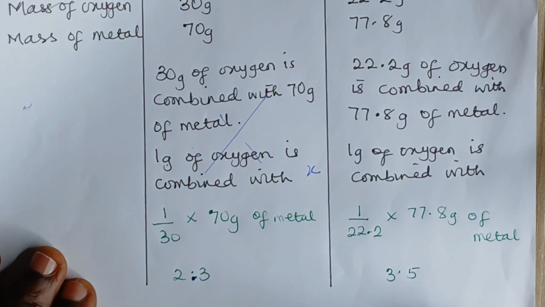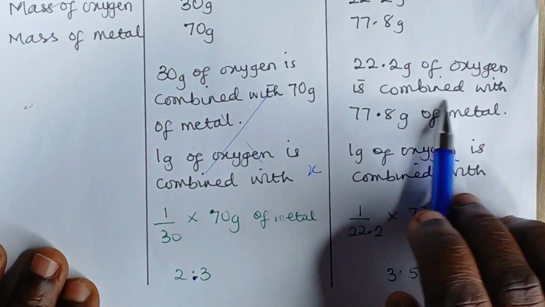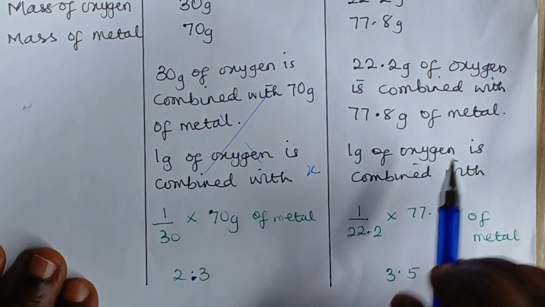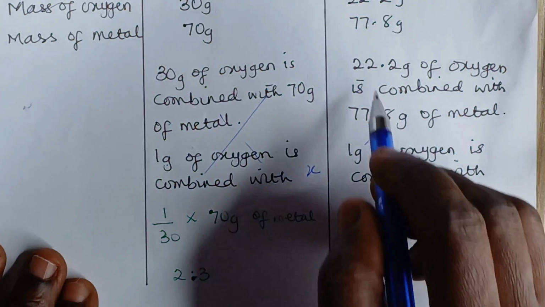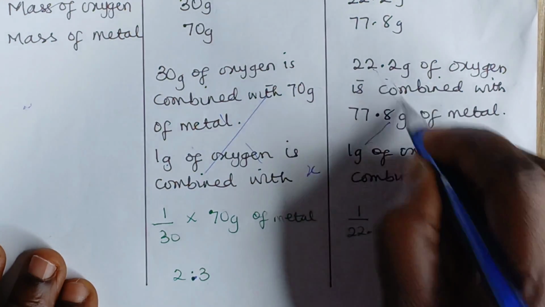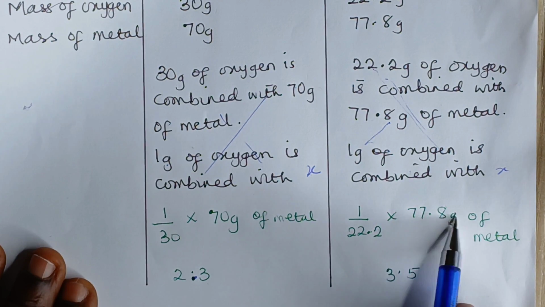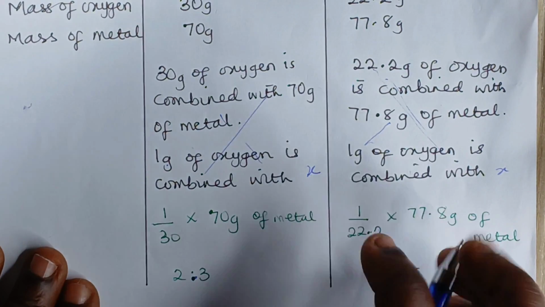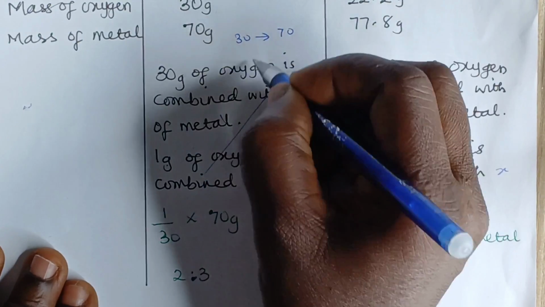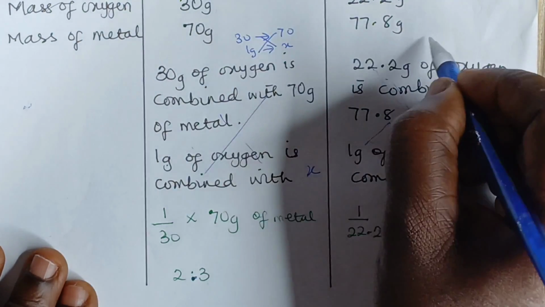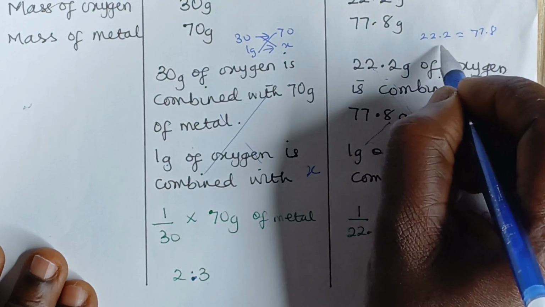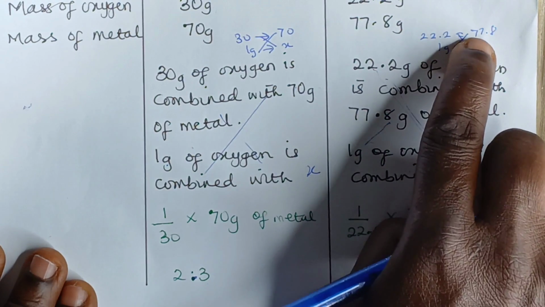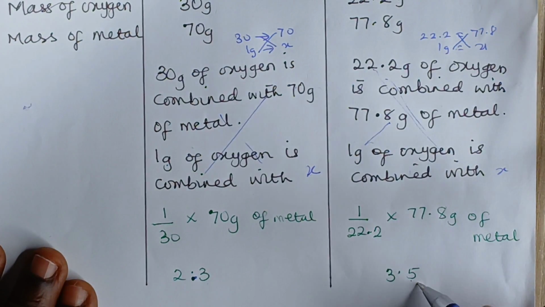And on the other hand, if you do the same, if 22.2 gram of oxygen is combined with 77.8 gram of metal, 1 gram of oxygen will combine with what? So we have 1 gram multiplying 77.8 and 22.2 gram multiplying X. So we have 1 times 77.8 divided by 22.2. This is a simple arrangement. 30 gram for 70, 1 gram for X, cross multiply. 22.2 gram for 77.8, 1 gram for X, cross multiply. So from here we multiply 1 and 77.8, then divide both sides by 22.2. So the answer here is also 3.5.